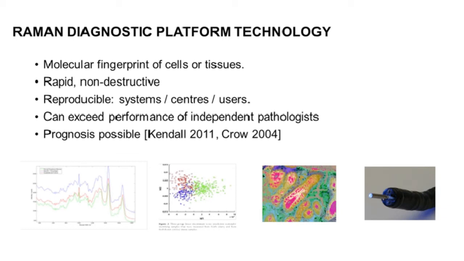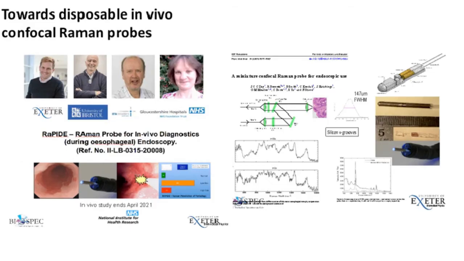It is rapid and non-destructive. We're just using low-power laser light to measure the molecular vibrations that are specific to the molecules present. We've demonstrated over a number of different studies that we can provide reproducible signals between systems and centers. And we have demonstrated that if you train it with a consensus of leading pathology opinion, you can exceed the performance of independent pathologists. In addition to that, prognosis appears to be possible by looking at follow-up of patients and seeing whether signatures are different relating to those that develop cancer in the future or not. And we've shown some examples of that in the past.